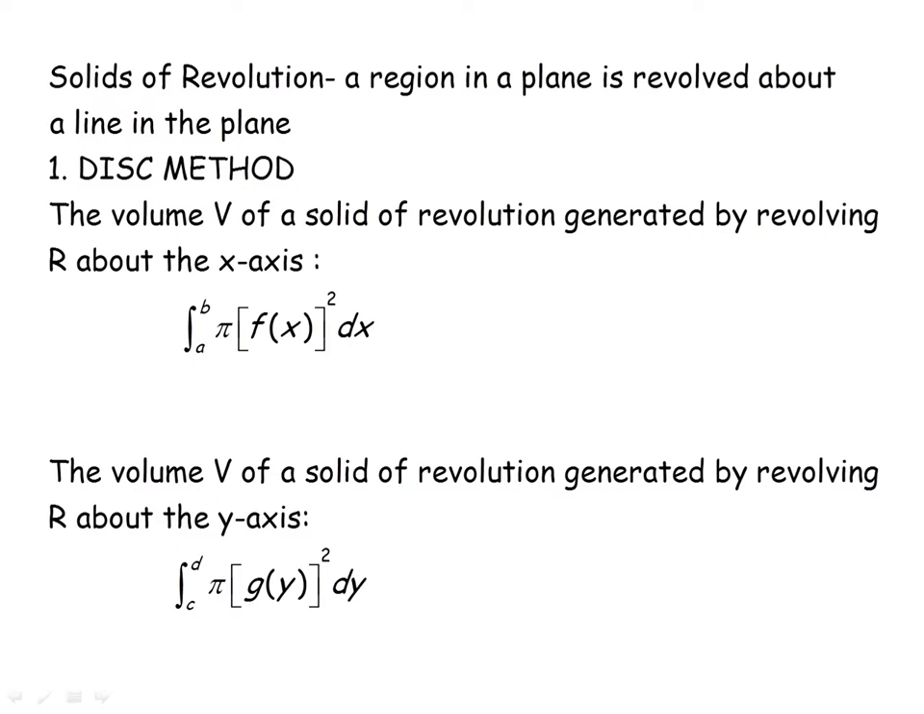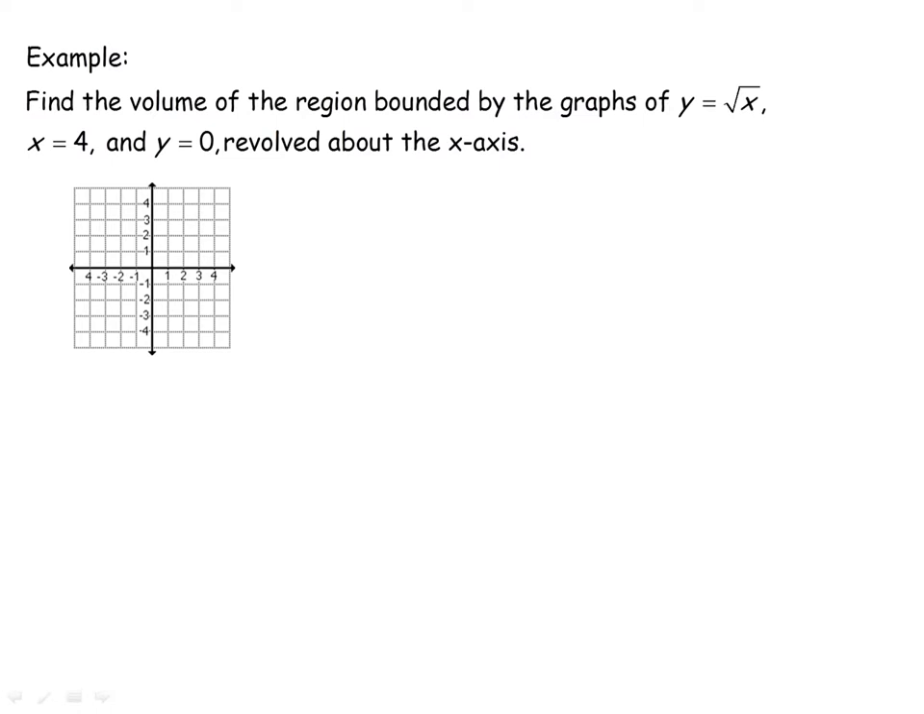So let's look at one. Here it says, find the volume of the region bounded by the graph of y equals the square root of x, x equals 4, and y equals 0. This is new. Revolved about the x-axis. So if I tell you to revolve it about the x-axis, you already know which formula you should be looking at. Yes? You should already know which formula you're going to be looking at.